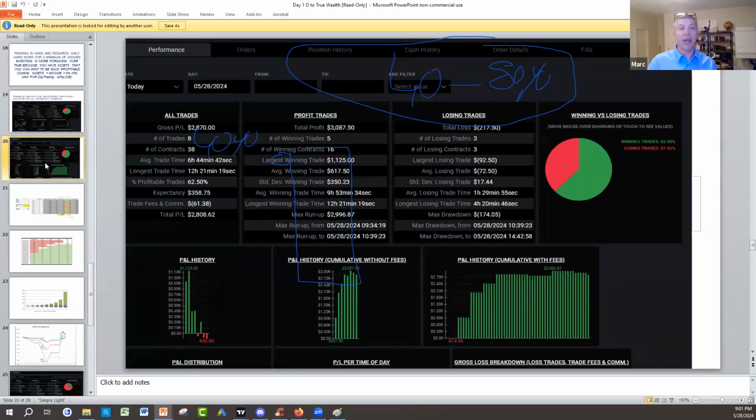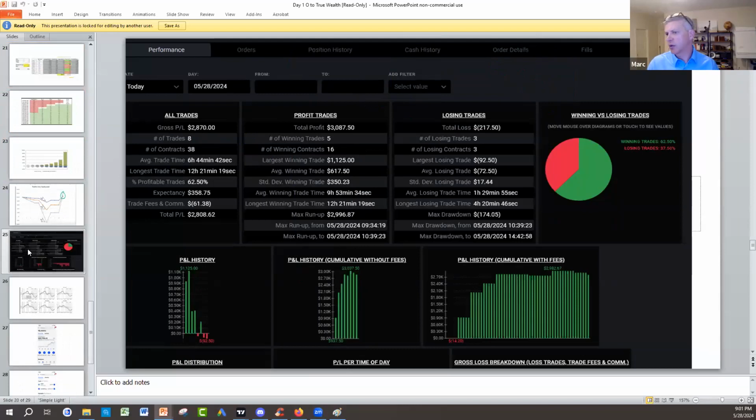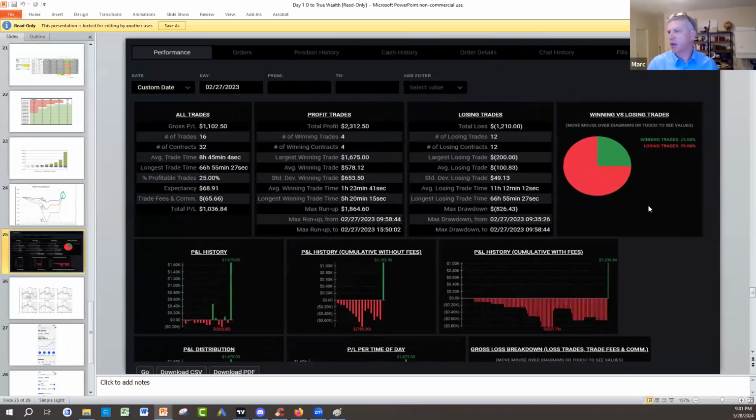And there are days that I make money even with a 25% win ratio. Why? Because it's cash flow. How can you have a 25%? I think there was a screenshot here. Do you see here? There's a screenshot. 25% win ratio. That day I was a disaster. 25% win ratio. 16 trades, total disaster.